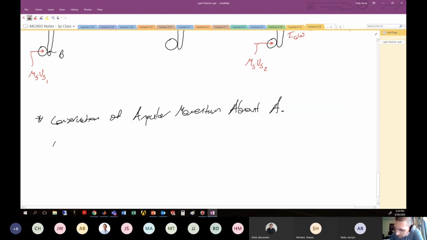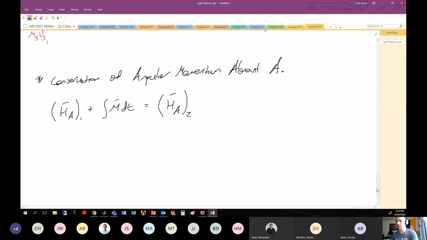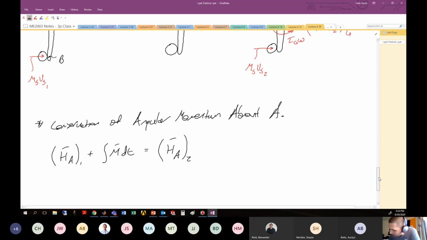Remember our general equation. Always like to write the general equation. The angular momentum about A, position number 1, plus the impulsive moments integrated over time is equal to the angular momentum about point A, state number 2. Remember, that's our general equation. It's where we always start. Vector form, yay mathematics.